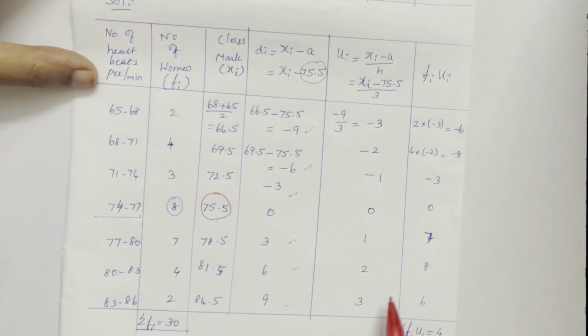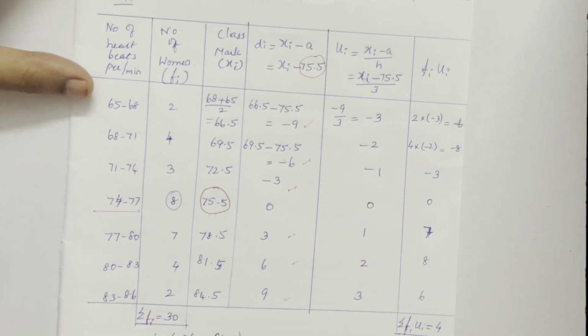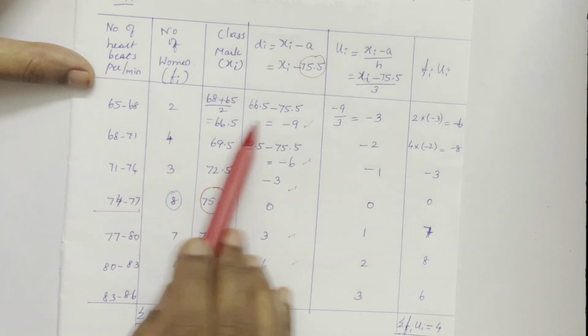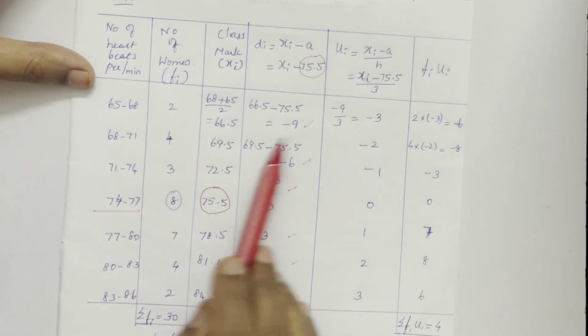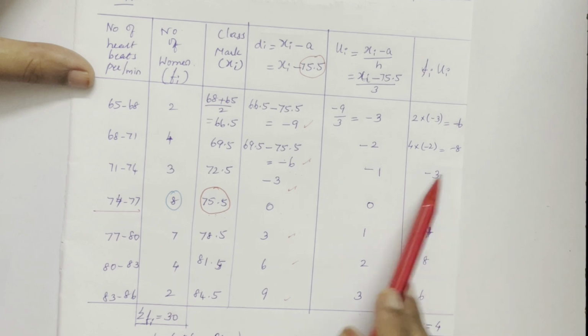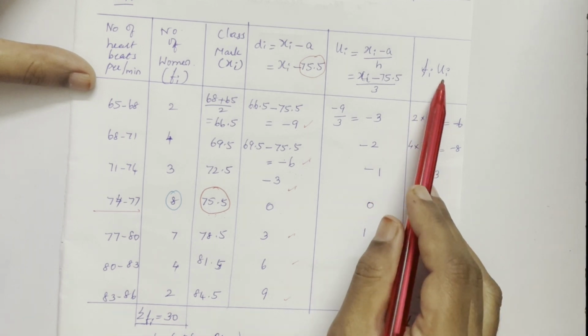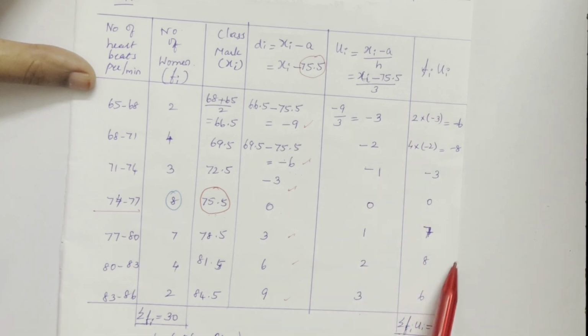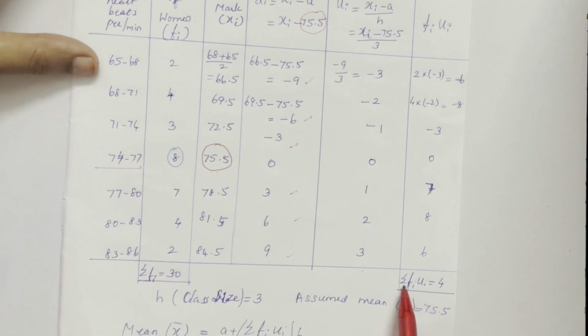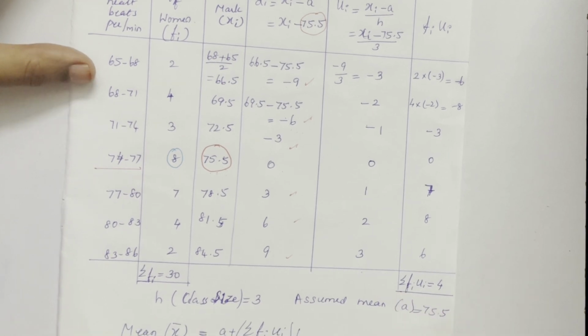In the same way, we have to calculate Ui. And finally, Fi Ui. 2 times minus 3 is minus 6. 4 times minus 2 is minus 8. In that way, we have to calculate Fi Ui. We need the sum of Fi Ui. So, we have added all those Fi Ui and found sigma Fi Ui equal to 4.